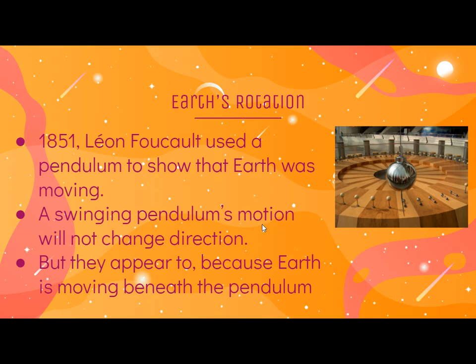How did we ever figure out that we were doing this? In 1851, there was this scientist. His name was Léon Foucault. Nope, I pronounced that wrong. Foucault, sorry. And they had pendulums back then. You guys know what a pendulum is? It's where you have a great big long string, and on the end of the string you put a ball, a weight of some kind. And that pendulum, you start it swinging, and that pendulum swings back and forth. Okay?